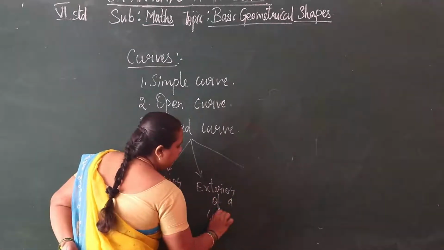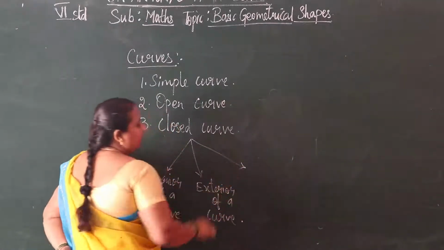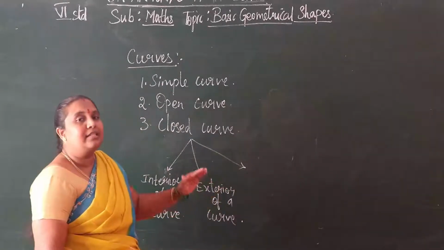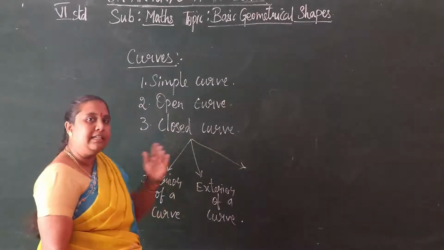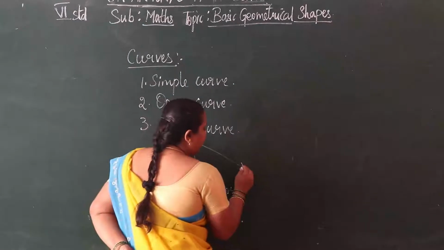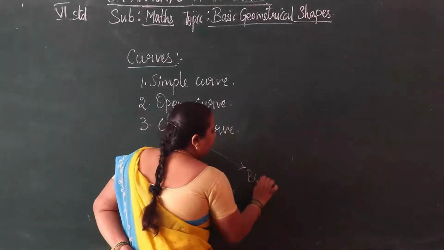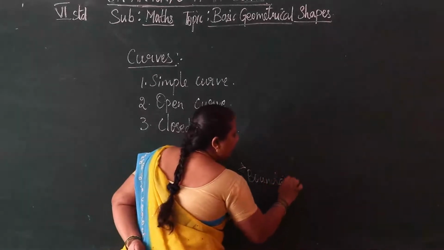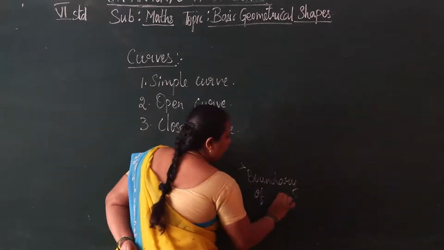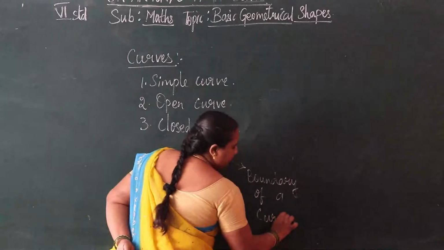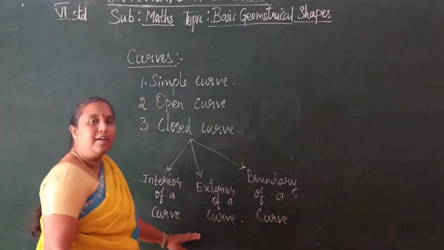Exterior of a curve, and then boundary. Okay, that is a line segment. Curved line segment. Lines, curved line. Okay, that we can say it is a boundary of a curve. Boundary of a curve. Okay, boundary of a curve.